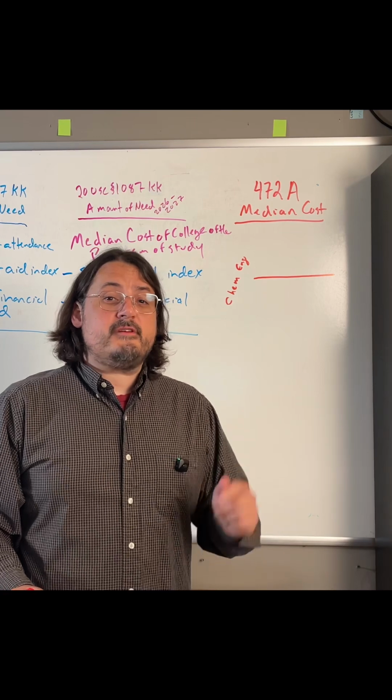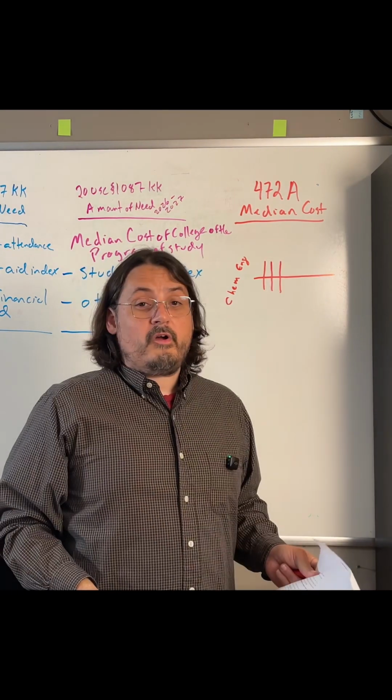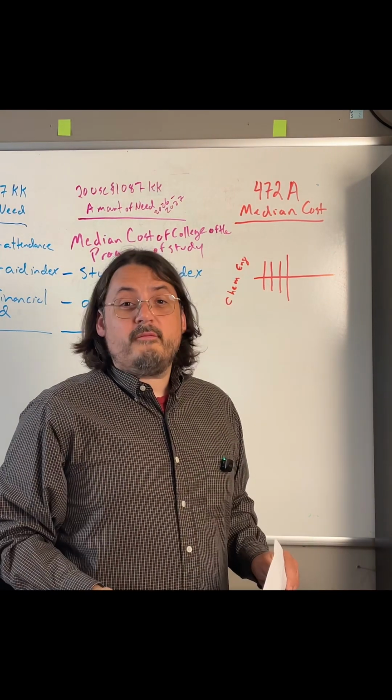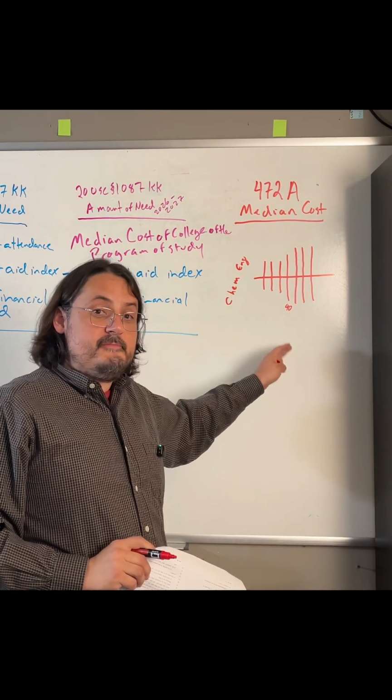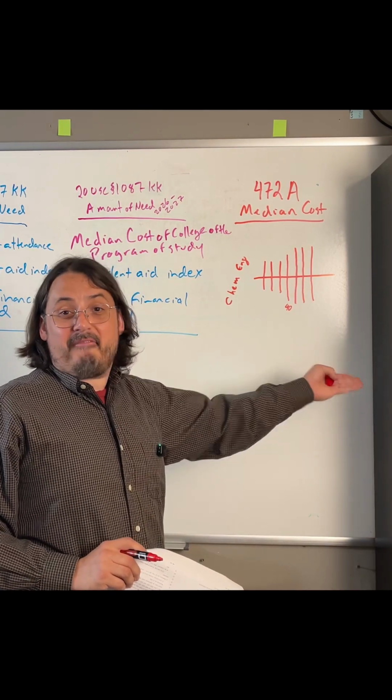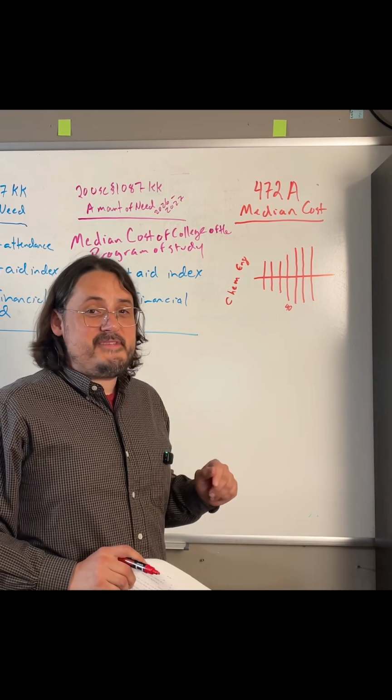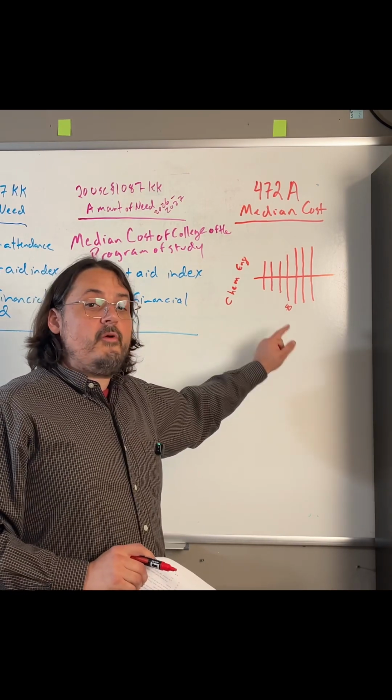3 of them cost $30,000 a year. 1 of them costs $40,000 a year. 3 of them cost $50,000 a year. The median chooses the middle one, which in this case makes some sense because it's also the average. But the median is not always the average. The median is always the one in the middle.